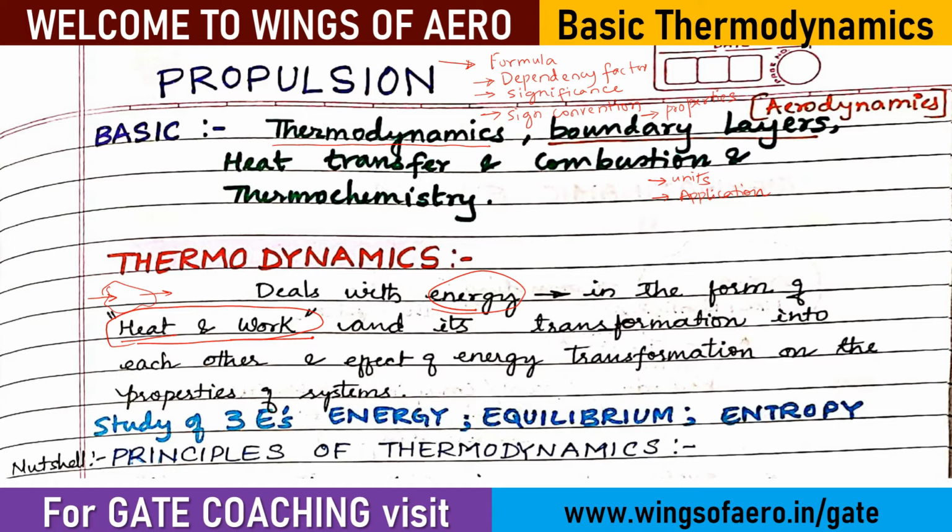Now how can we measure them and how can we study them? We can study this transformation in 3 E's. The first one is energy. As you can see, the first one is energy, the second is equilibrium, and the third one is entropy.